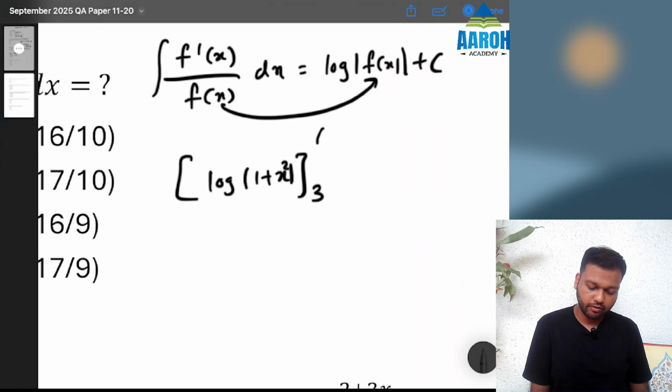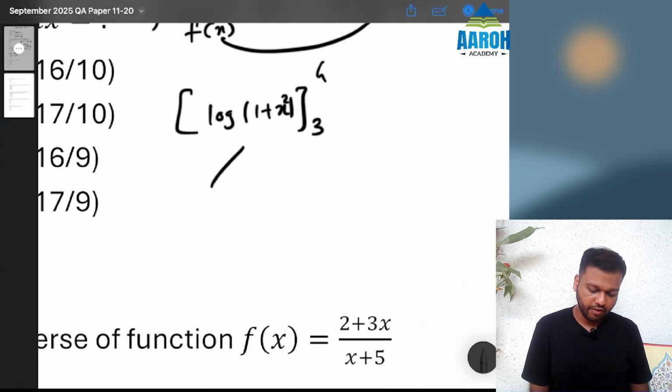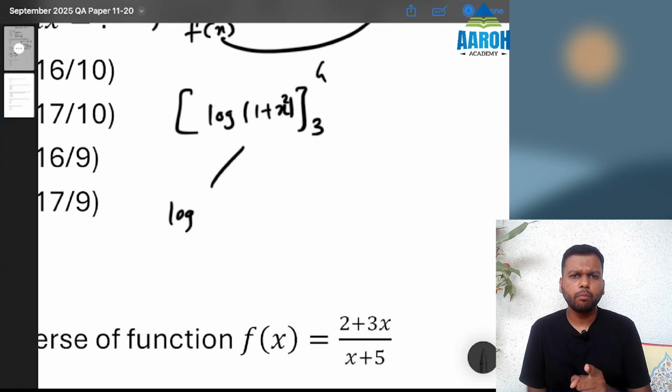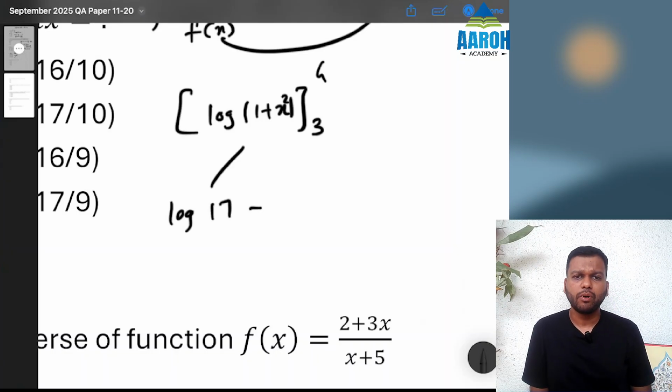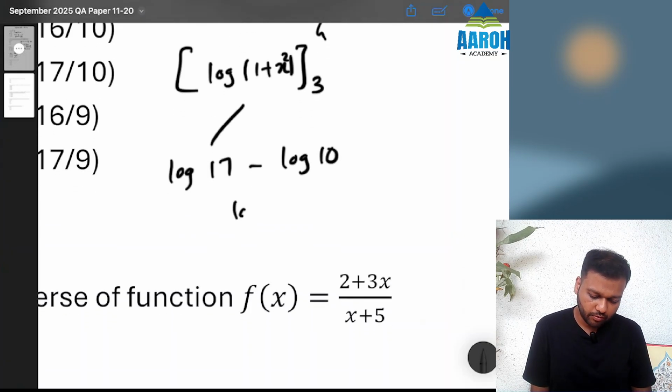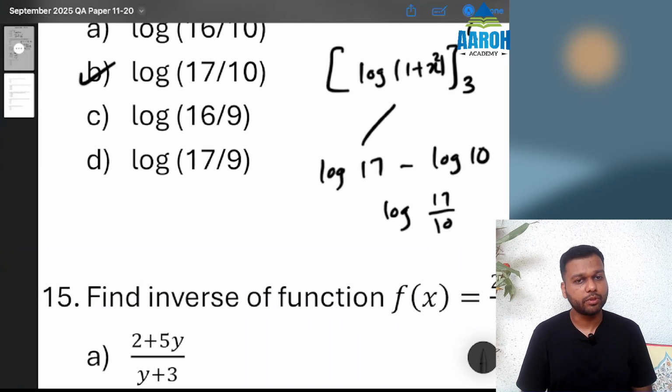3 to 4. Let's put 4 first. If I put 4, log of 1 plus 4 square is log 17, minus log of 1 plus 3 square is log 10. So log a minus log b is what? Log a by b. Log 17 by 10 is the correct answer, option B.